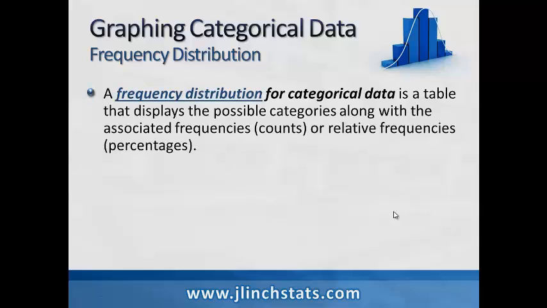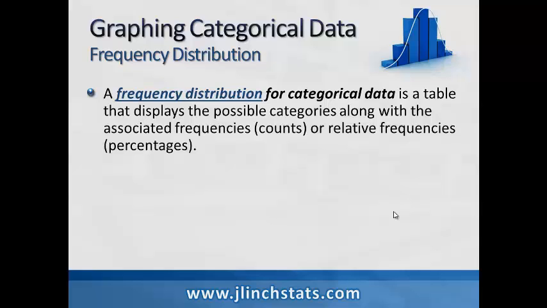A frequency distribution for categorical data is basically a table that displays the possible categories along with the associated frequencies, which are counts, and the relative frequencies, which are percentages. So if we were taking, for instance, a look at a class of perhaps 30 students, and let's say 20 of them are girls and 10 of them are boys, then the frequency counts would be 20 girls, and the frequency or counts for the boys would be 10 boys. And relative frequencies are basically percentages or fractions.